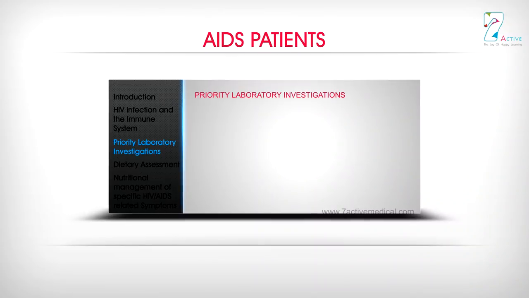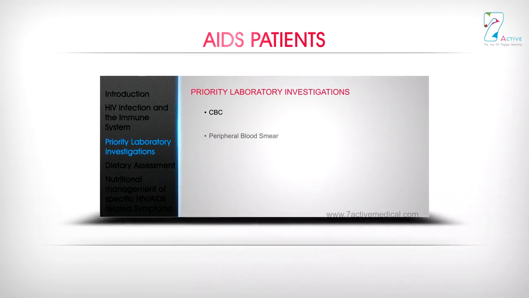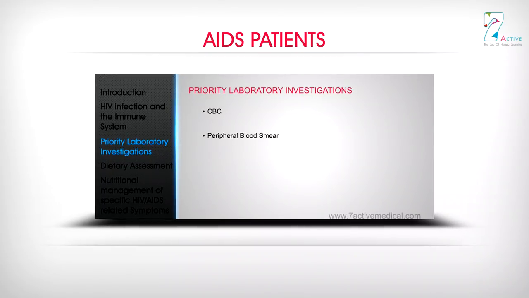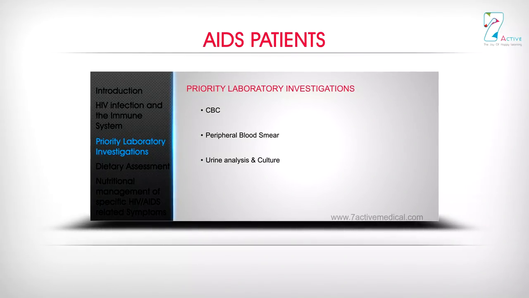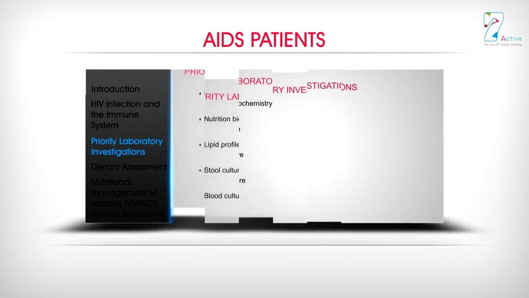Priority laboratory investigations. CBC. Peripheral blood smear. Urine analysis and culture. Micronutrient status. Nutrition biochemistry. Lipid profile. Stool culture. Blood culture.